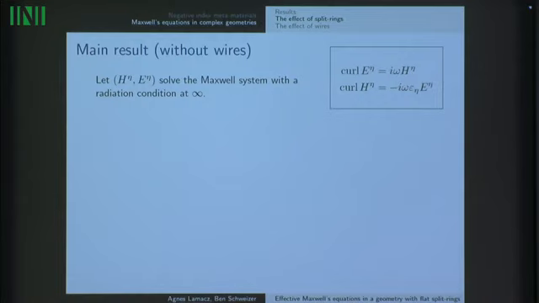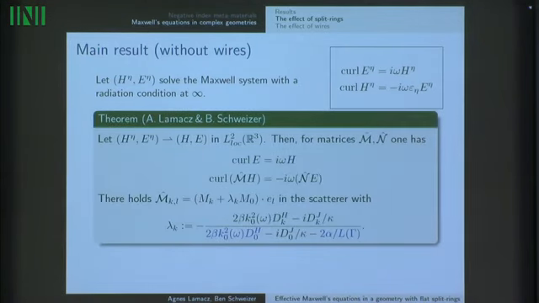Assume that H eta and E eta is a solution to our Maxwell system with this high contrast permittivity epsilon eta, permeability equal to 1, and a radiation condition at infinity, so a scattering problem. Assume further that H eta and E eta have weak L2 limits. In fact, this can be shown. You don't have to assume it, but let's assume it here. Then, this is our main result. There exist constant matrices, hat M and hat N, which we can calculate, so really formulas for them, such that the limit functions H and E solve the following effective system.